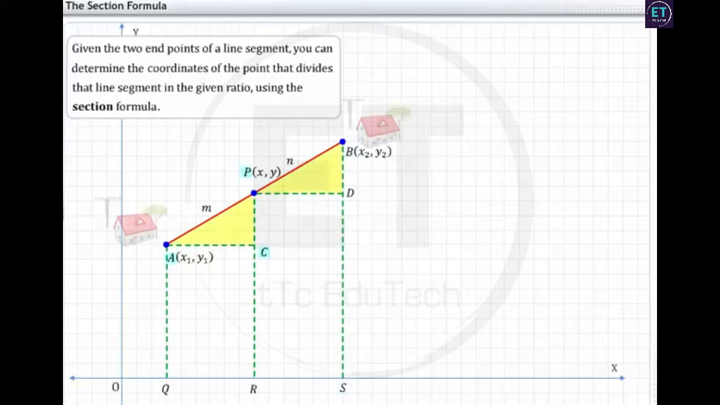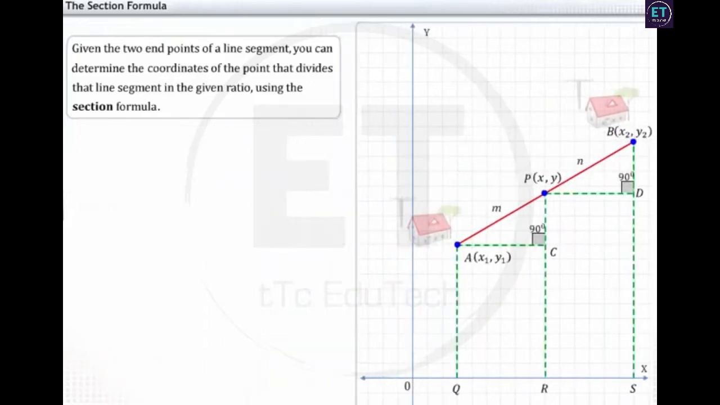Two triangles ACP and PDB are created. You will observe that angle ACP is equal to angle PDB, that is 90 degrees. Angle PAC is equal to angle BPD. Based on the angle-angle AA similarity criterion, we can conclude that triangle ACP is similar to triangle PDB. Since one of the angles is 90 degrees, they are similar right-angle triangles.